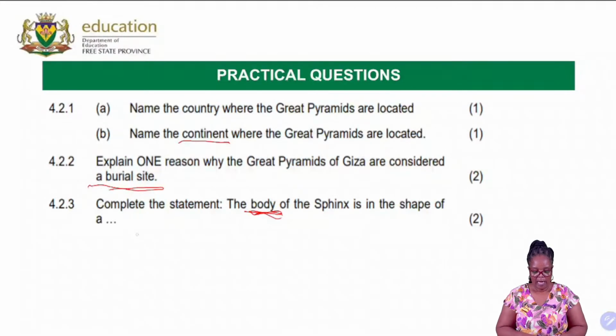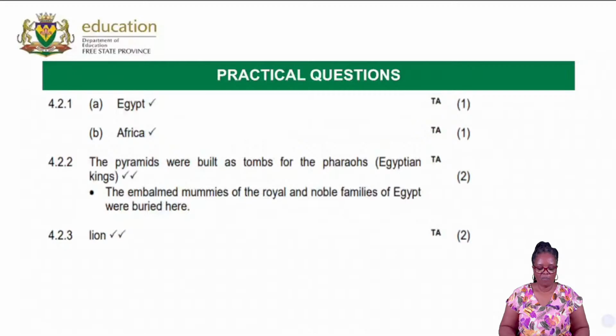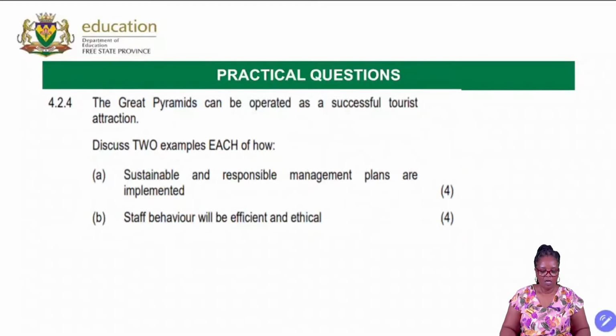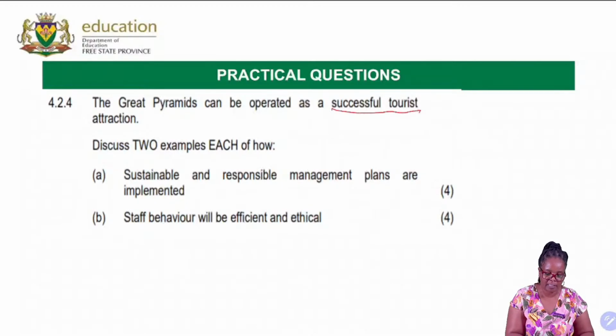So if you have all of this, it means you were listening last time. So you must have all this: the country, the continent, and the shape. You must have this. So let's look at 4.2.4. It says here, the Great Pyramids can be operated as a successful tourist attraction. Successful.